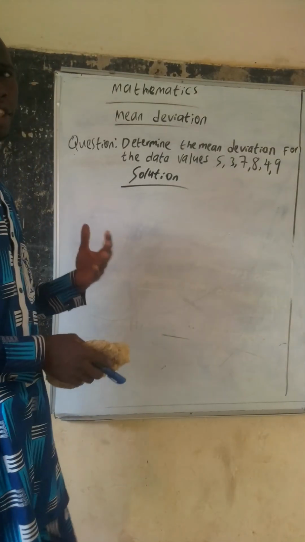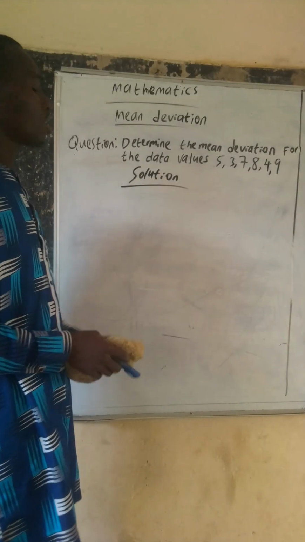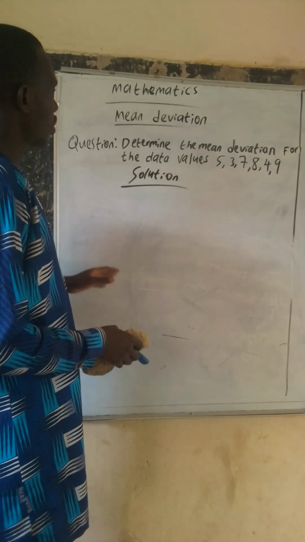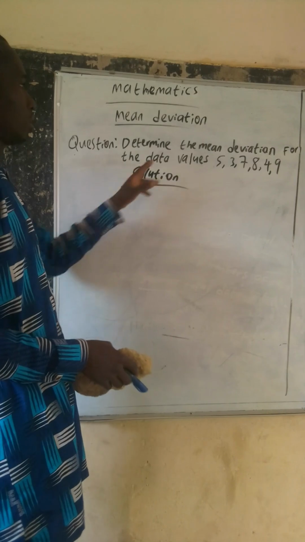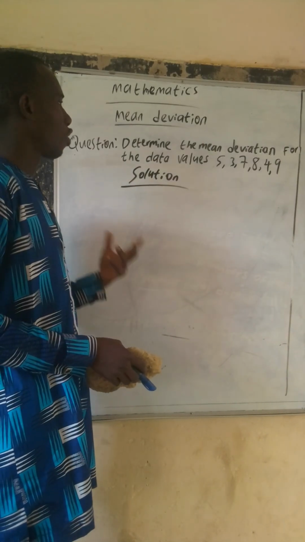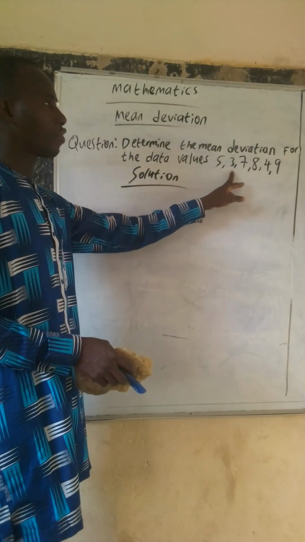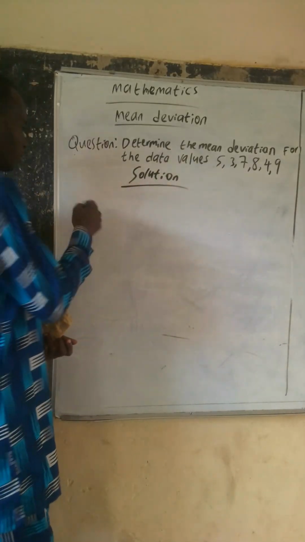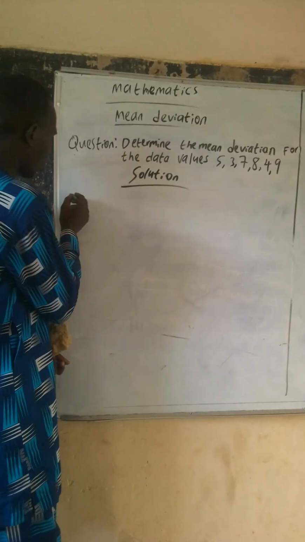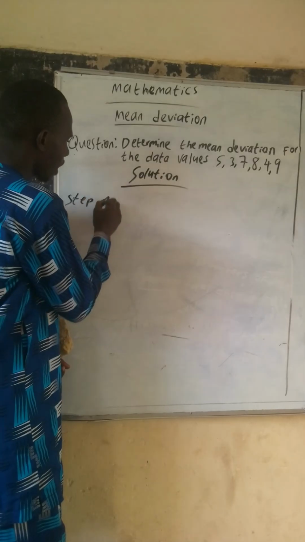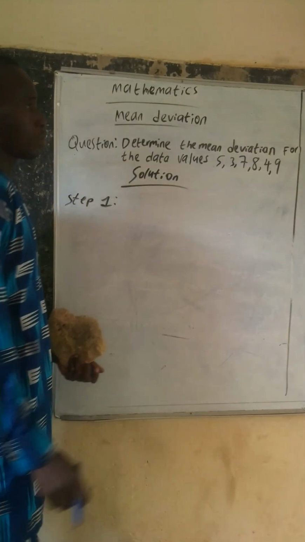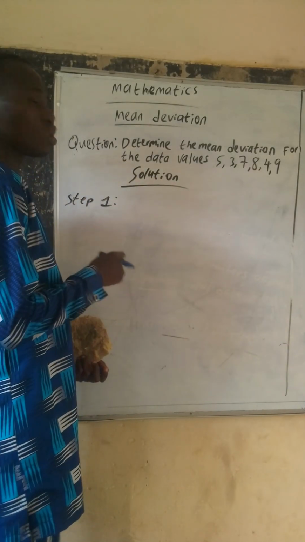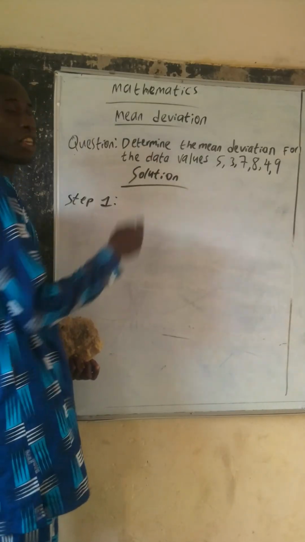It's a question under mean deviation. The question says: determine the mean deviation for the data values 5, 3, 7, 8, 4, 9. Now let's find the mean deviation. I'm going to show you a step-by-step method on how to find it. The first thing to do is find the mean for the given data.